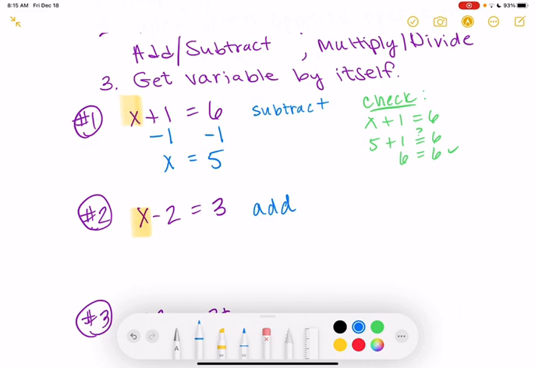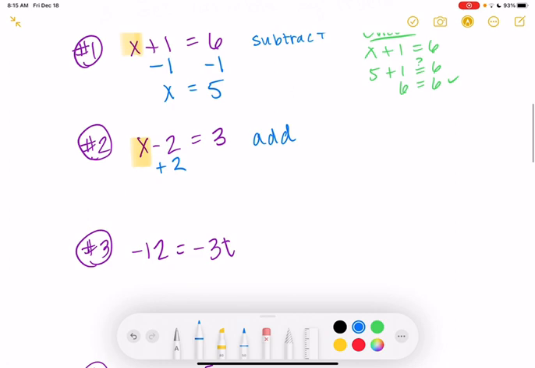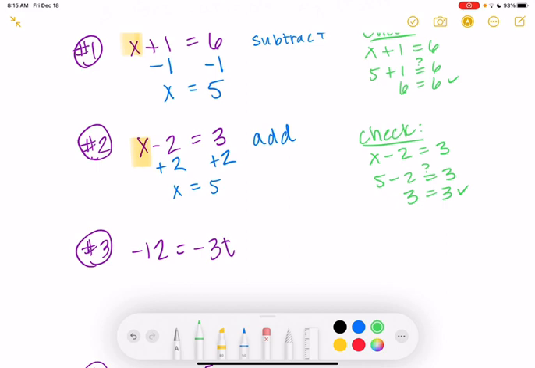Now, if it's a minus 2, I have to add what to make that x be all by itself? Since it's a minus 2, I want to get that away, so I'm going to do a plus 2. And whatever I do to one side, I have to do to the other to keep it balanced. So now on the left, I just have x. And then here on the right, I have 3 plus 2 is 5. Oh, we got x equals 5 again. Cool, and we can check it. Okay, so if I had x minus 2 equals 3, plug that in. And yes, 5 minus 2 does equal 3, so we did it right.